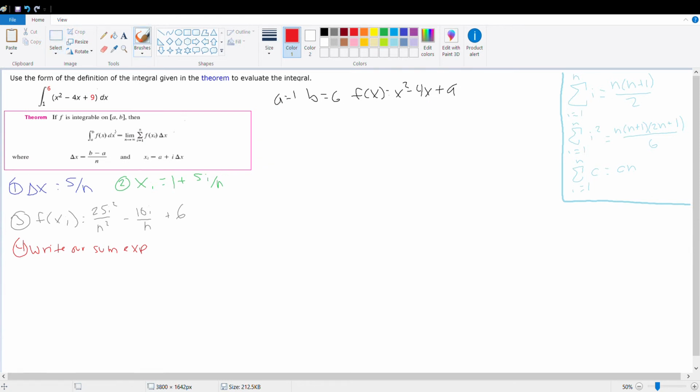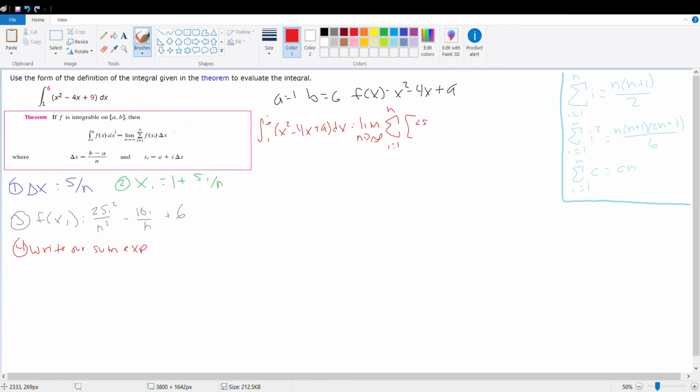So we have now established that the integral from 1 to 6 of x squared minus 4x plus 9 dx is equal to the limit as n approaches infinity of the sum as i goes from 1 to n of f(x_i), which we just found. So I'm just going to plug that in there.